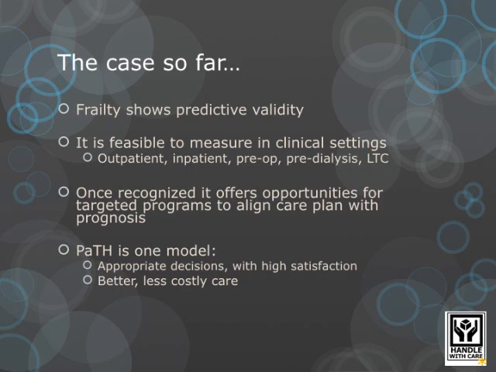So far, frailty shows predictive validity. It is feasible to measure it. And once it's recognized, it actually gives us opportunities to do planning. So it's one model, and it looks like it helps with making better decisions, that it has high satisfaction, and that it probably provides better and less costly care.